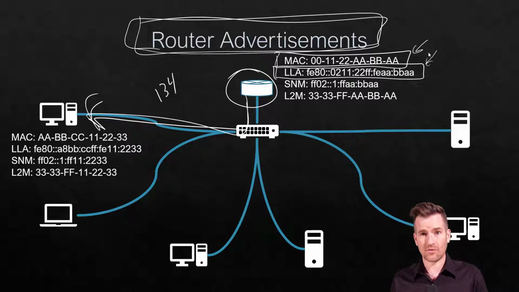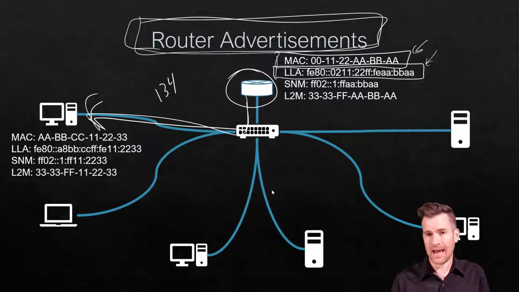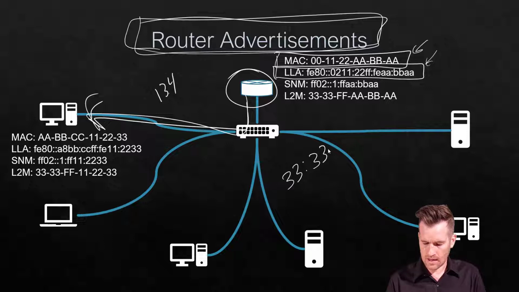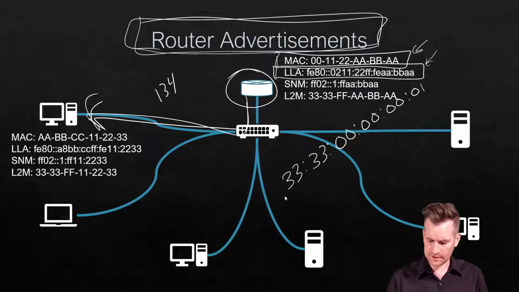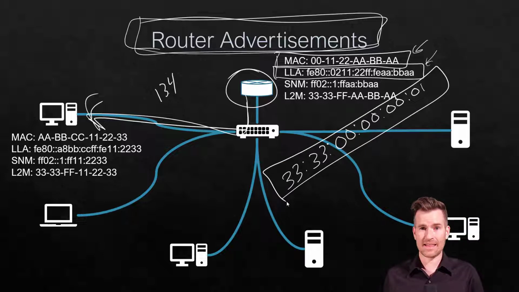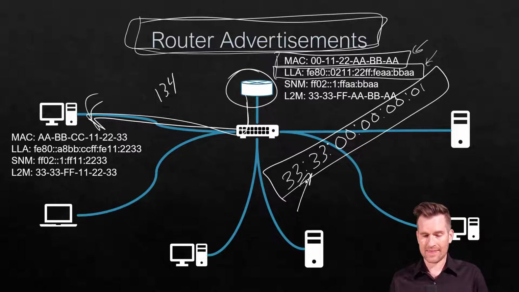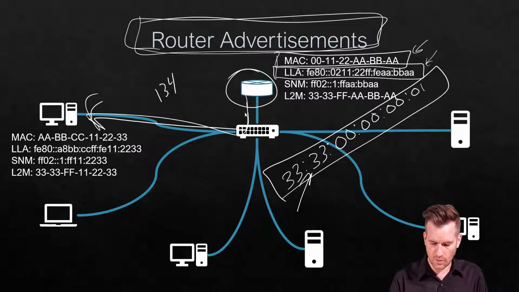And from a destination standpoint, it is going to actually be a multicast. The multicast that it's going to send out is going to be 33:33:00:00:00:01. Excuse me, not 2, it's going to be 1. And if you recall, that multicast address is something that all nodes are going to be a subscriber to. So this is going to go out to all of the nodes. So when it hits the switch, it's going to go to all of the destinations.